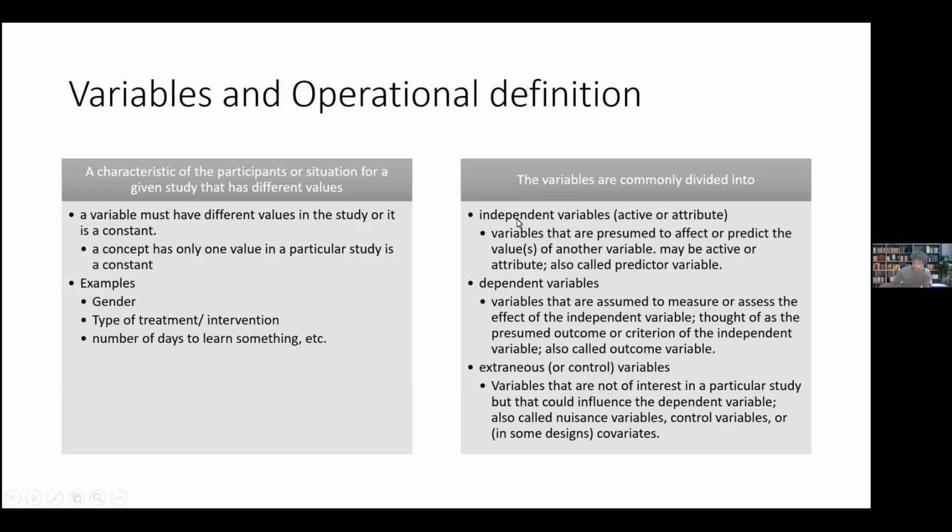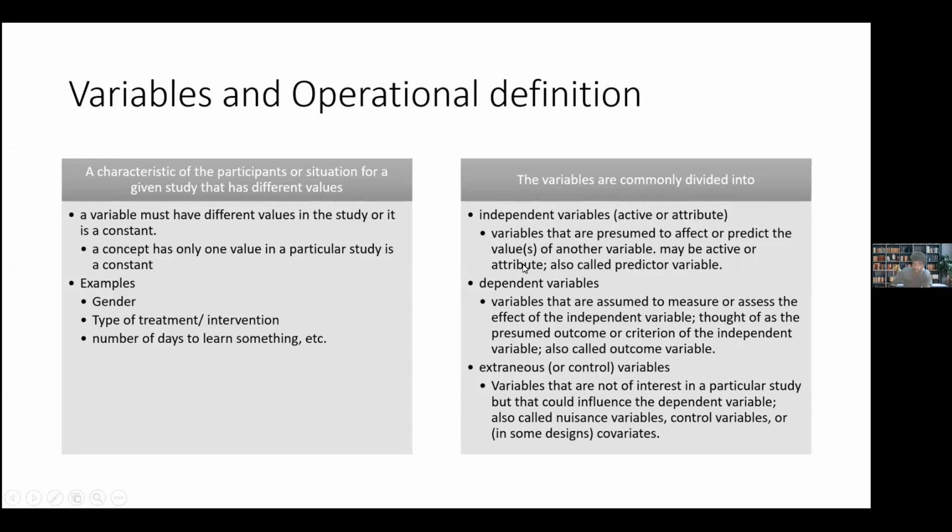Usually it is independent, dependent, and extraneous variables. An independent variable is something the researcher seeks to manipulate. It is also called the predictor variable in the sense that it is thought to cause other changes. That is why it is called a predictor variable, or it's not dependent on anything, so it is called an independent variable. It is assumed to predict or affect other variables. This may be active or it may be an attribute. We'll come back to active and attribute later. This is a variable that is usually manipulated and used to predict another thing.